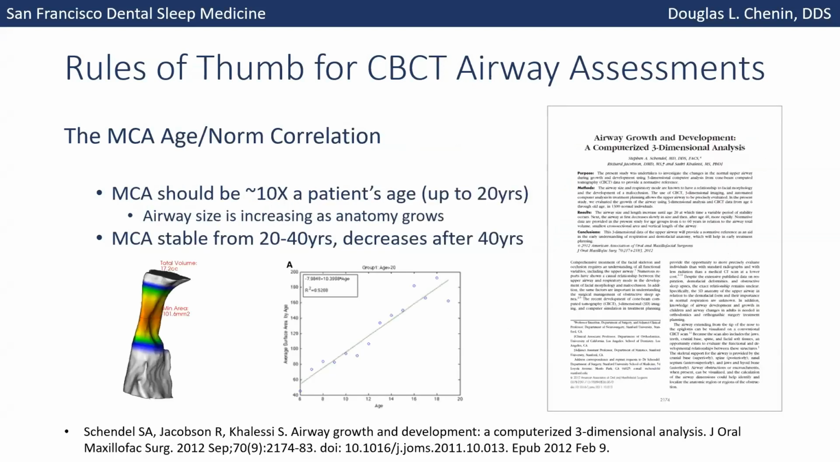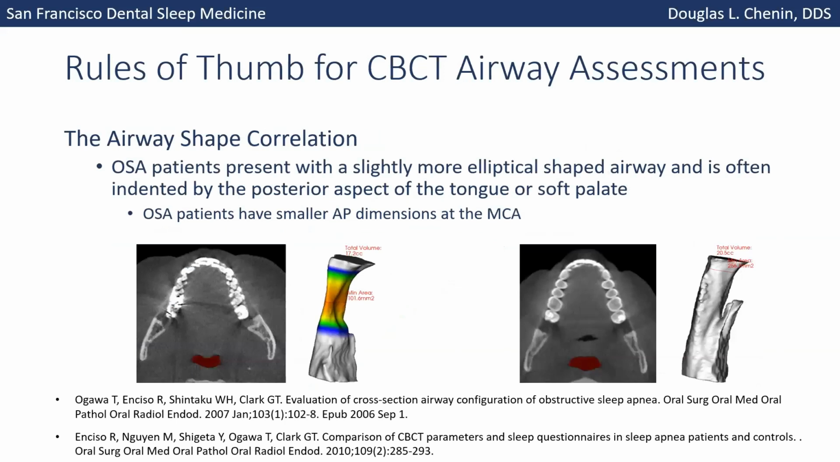And just another little point here, if you're scanning people under 20, the numbers are a little bit different. The minimal cross-sectional area should be about 10 times their age. So if they're really young, those numbers won't match up. You have to use this 10 times the age principle. And then also just the shape. In sleep apnea, we often see the airway more ribbon or oval as opposed to like a perfect cylinder.